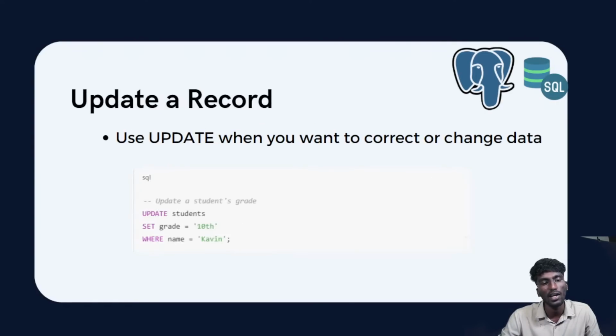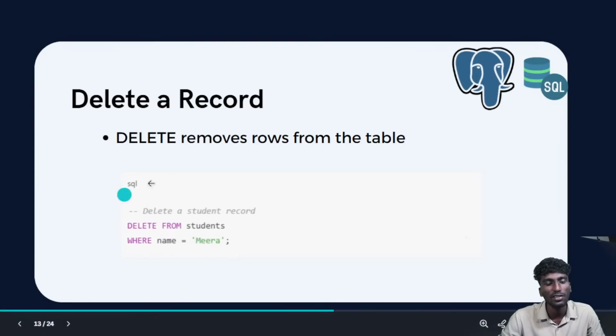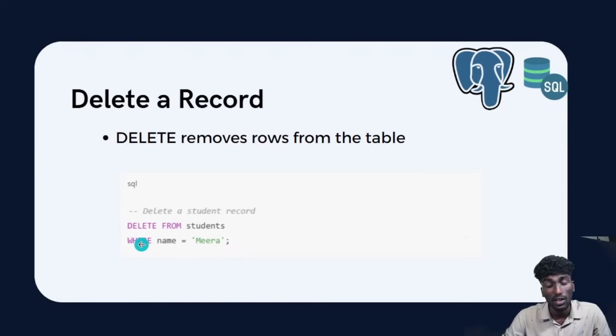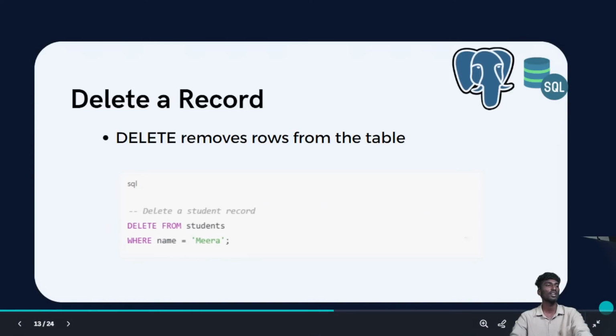SELECT with WHERE, and UPDATE. How to update? We just need to change the existing data, so we use the UPDATE keyword. Deleting is nothing but removing the data from the record. We mention DELETE and mention where I need to change, so I put WHERE name is equal to Mira. I need to delete that, so it will be deleted. These are the operations we see in PostgreSQL.